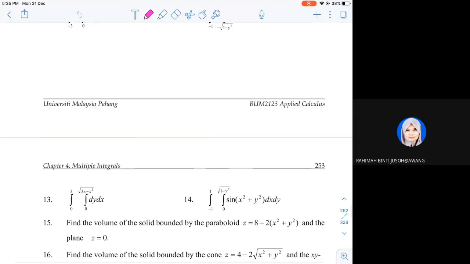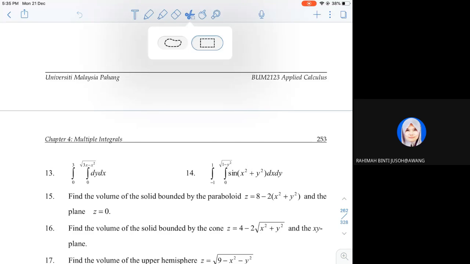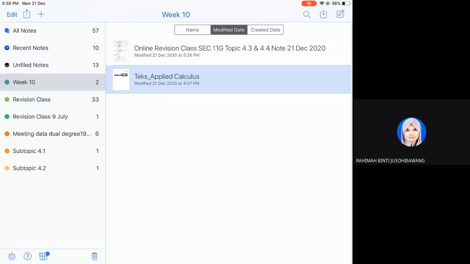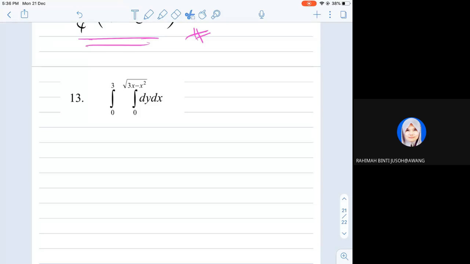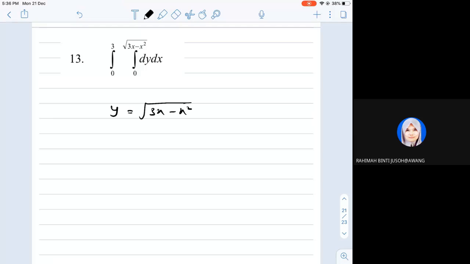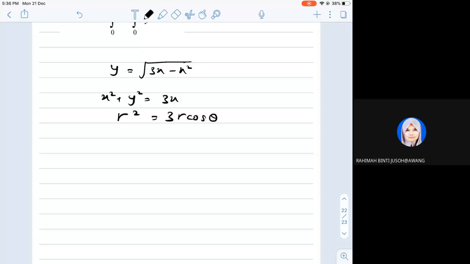Okay, let's take a look at question number 13. Usually for a question like this, you are asked to convert to polar coordinates. So what you should do first of all is find the equation. We know that y equals square root of 3x minus x squared. So you have to square both sides. So we have x squared plus y squared equals 3x. Now we need to convert this into polar. So r squared equals 3r cos theta, because x equals r cos theta. We divide by r, therefore r equals 3 cos theta.